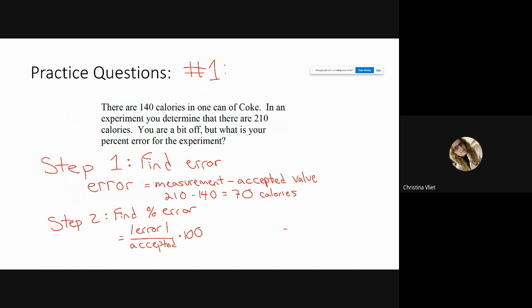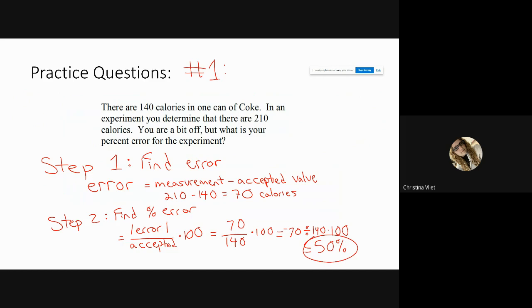70. So we get 70 divided by the accepted value, 140, and then multiplied by 100. The mathematical operations are 70 divided by 140 multiplied by 100. 70 divided by 140 times 100. If you get this right, you should have gotten that it's 50%. That's pretty far off.